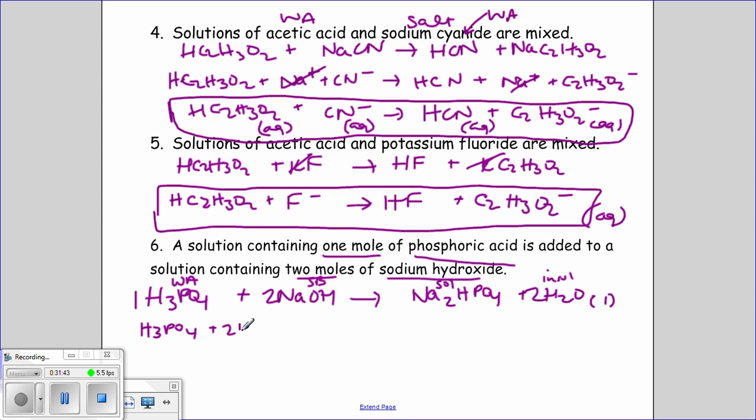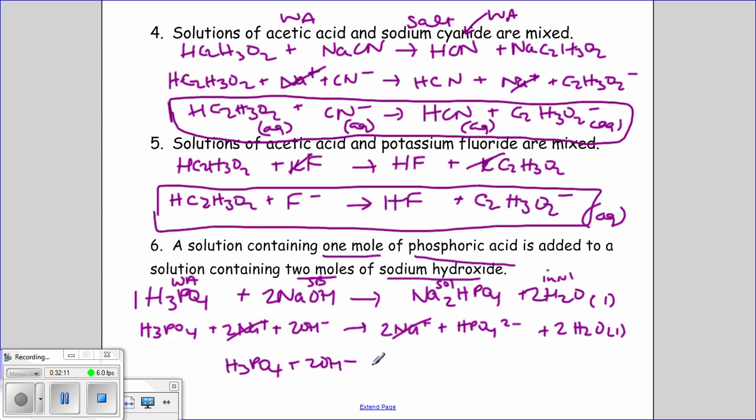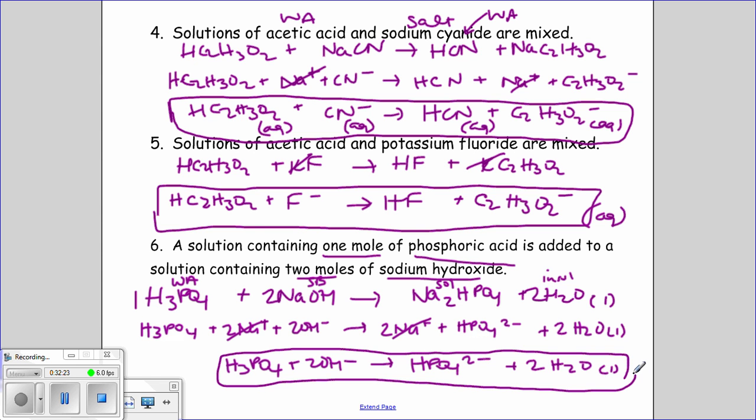H3PO4 plus 2 Na pluses plus 2 OHs, yielding a salt that's going to be breaking apart, 2 Na pluses plus HPO4 2 minus, and 2 waters. Only things that are capable of being canceled are the 2 Na pluses on both sides, leaving us with a final answer of H3PO4 plus 2 OHs, yielding HPO4 2 minus plus 2 waters. Okay, and I'm just going to leave that one liquid there. Everything else is aqueous.